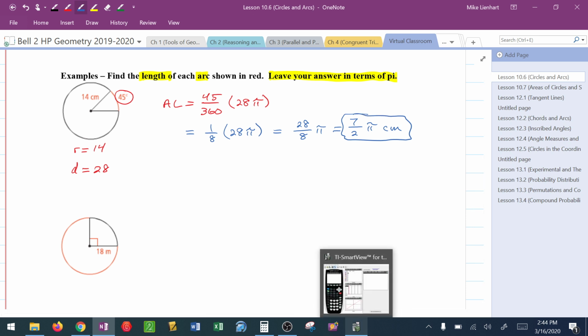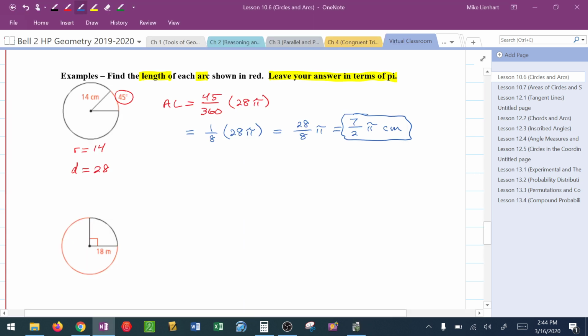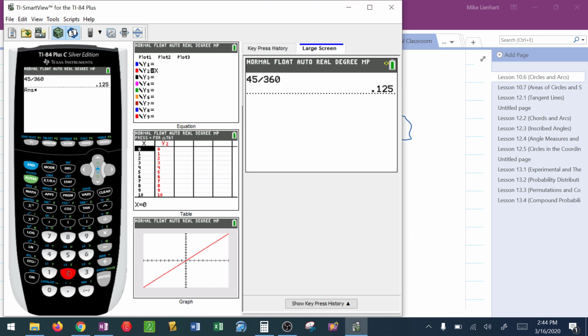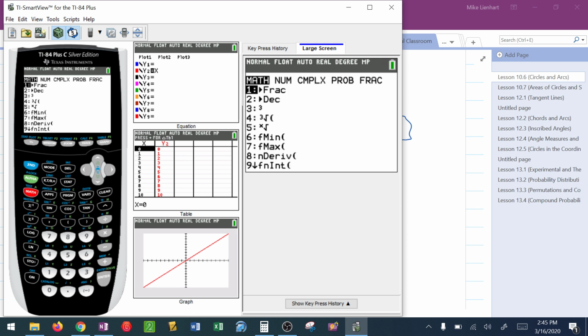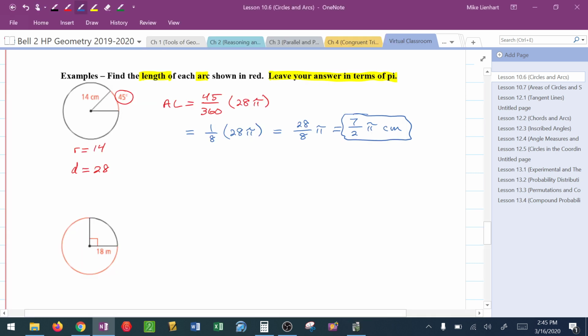But I could also ask my graphing calculator to help me with this, and I can go 45 divided by 360, get that answer, times my diameter, which was 28, get that answer, and then write it as 3.5 pi, or watch this. If I go math, enter, enter, it's going to change it to a simplified fraction, 7 over 2. So the arc length here is 7 over 2 pi centimeters.